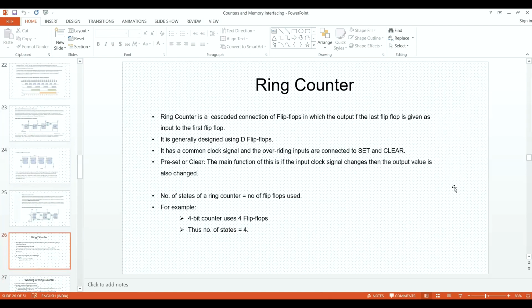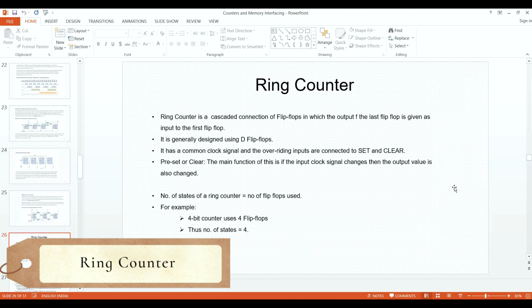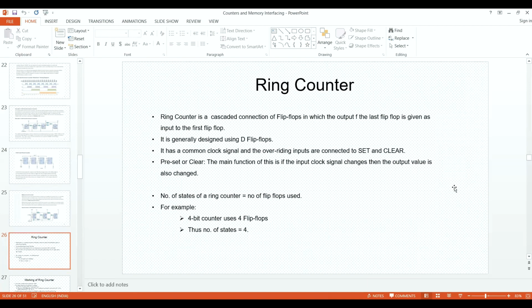This we already discussed in counters, but I am repeating it because earlier in the video you saw the ring counter circuit diagram, and now we are going to discuss its working, how it is going to operate. First of all, it's just a revision of the ring counter. A ring counter is a cascaded operation. For the flip-flop, we normally use a D flip-flop. As I already told you, in counters they use D or T flip-flops.